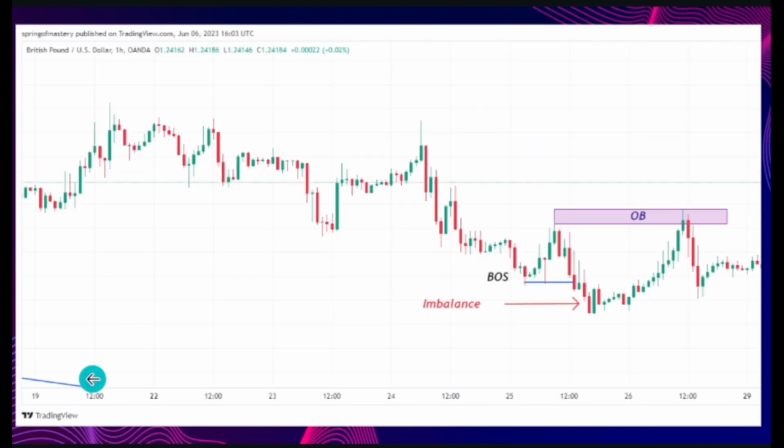So let's look at the GBP USD on the 1 hour time frame. Here we can immediately notice this impulsive move to the downside, with an imbalance and a break of structure. So we have our order block here. This is our order block. Now that the price has reached this level, we can zoom to the 5 minutes to look for entries.